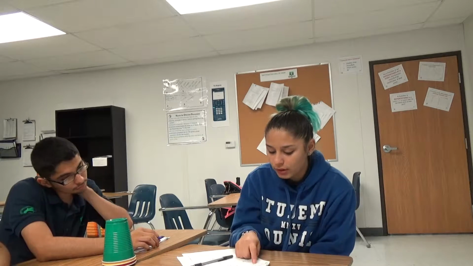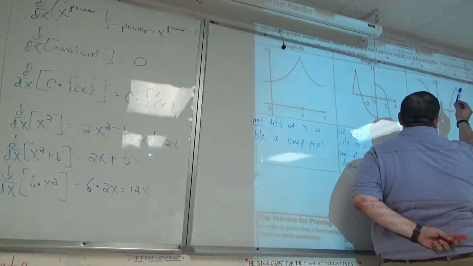Finding the vertical tangent line is tricky. It's also hard to even show it on the graph that you have a vertical tangent line. Here's where they are. Here.